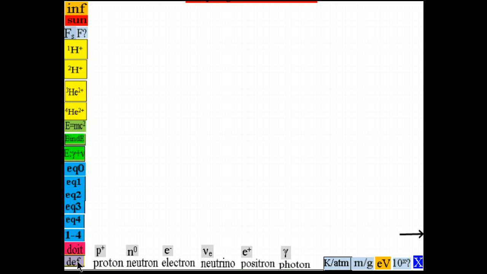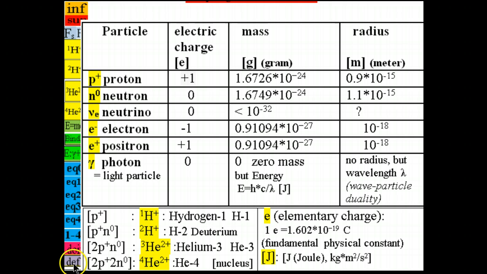If you want to just have a summary of all these subatomic particles, double left click on DEF, and this beautiful table appears that summarizes everything you know about protons, neutrons, neutrinos, electrons, positrons, and photons.